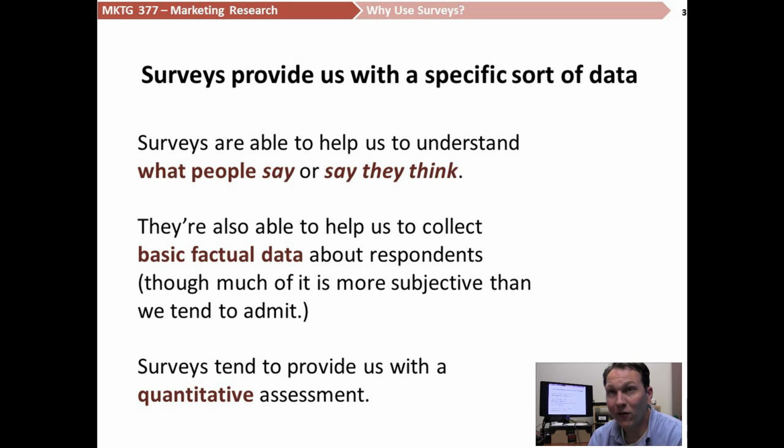Now, the other thing that surveys can provide us is basic factual data. You can ask people facts like, how old are you, or what zip code do you live in, or how much money do you make, and we can get basic factual data from them. Of course, one of the problems with asking people about those facts is that they don't always tell you the truth. We're not basing those necessarily on objective criteria.